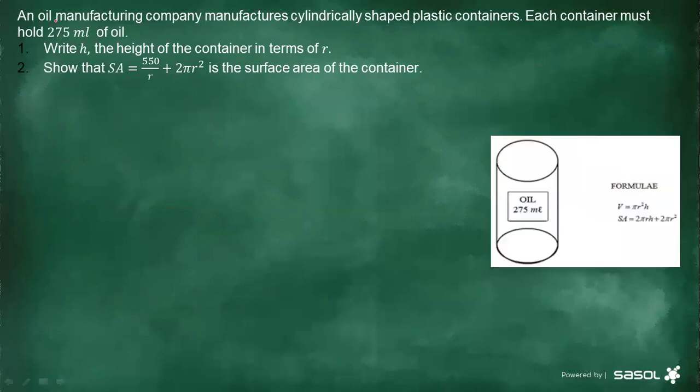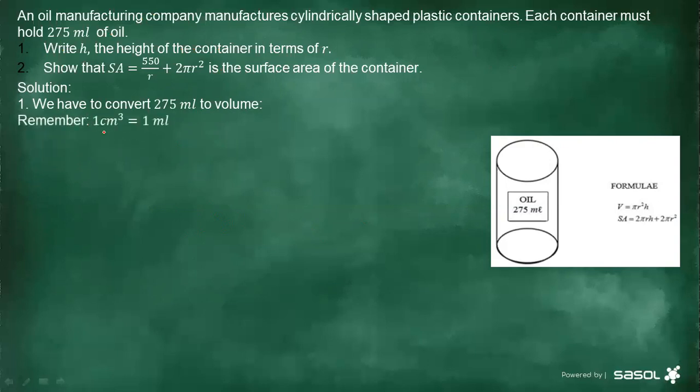An oil manufacturing company manufactures cylindrical shape plastic containers. Each container must hold 275 milliliters of oil. Write the height of the container in terms of r. Now you can see that we are having 275 milliliters there, and then you have to convert it to volume.